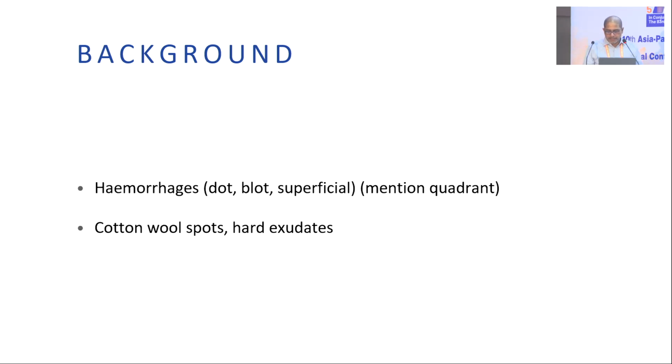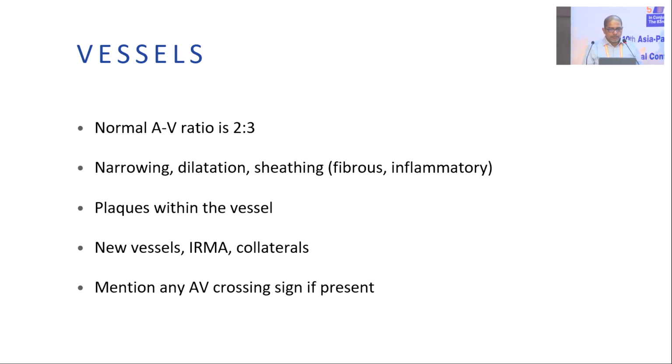So this I told you, but all the presence of the other peripheral retinal lesions you have to tell. So this is the vessels. This is the normal ratio. It's a 2:3 AV ratio. And mention any abnormal findings, especially in diabetic retinopathy, where venous caliber changes can be important for you to say whether it's a severe retinopathy or a moderate retinopathy.